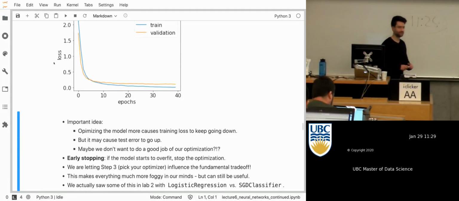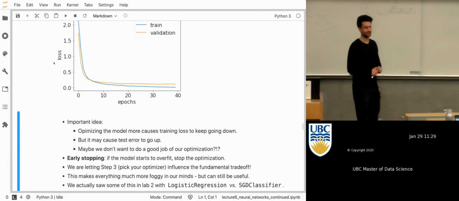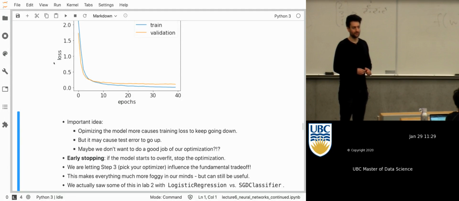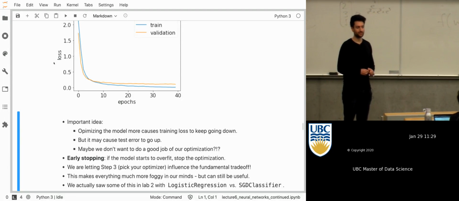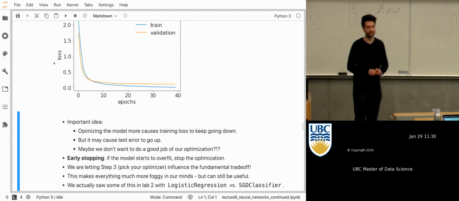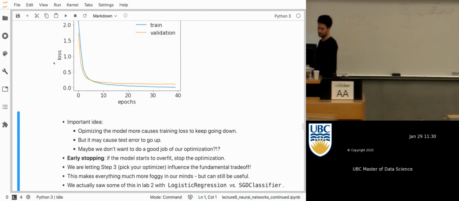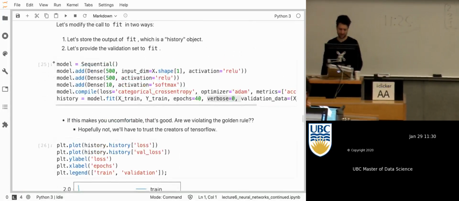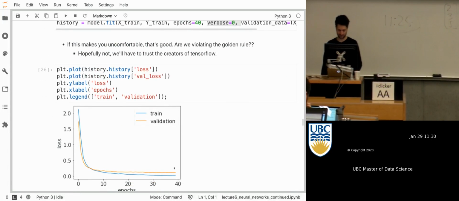Tom? Just want to confirm that when we're fitting the model and storing it in history, it's saving the scores at each epoch? I believe so, yeah. I guess so, because I told it 40 epochs, and it seems to be plotting 40 things, so sounds right. Thank you.